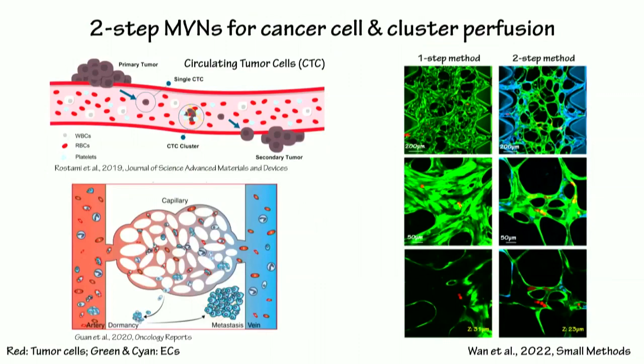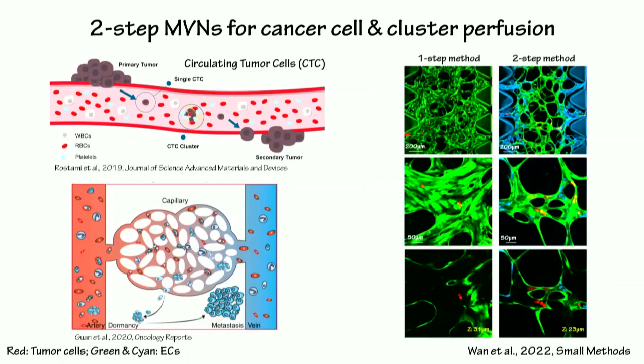So next, I'm going to talk about the applications of using our model. For the sake of time, I'm going to tell you 2 examples. One is about the circulating tumor cells, we can perfuse the cancer cells or cancer clusters into our system. So people have found that in cancer patients, unfortunately, they have circulating tumor cells derived from the primary site into their circulation system. And sometimes they found that they have circulating tumor clusters.